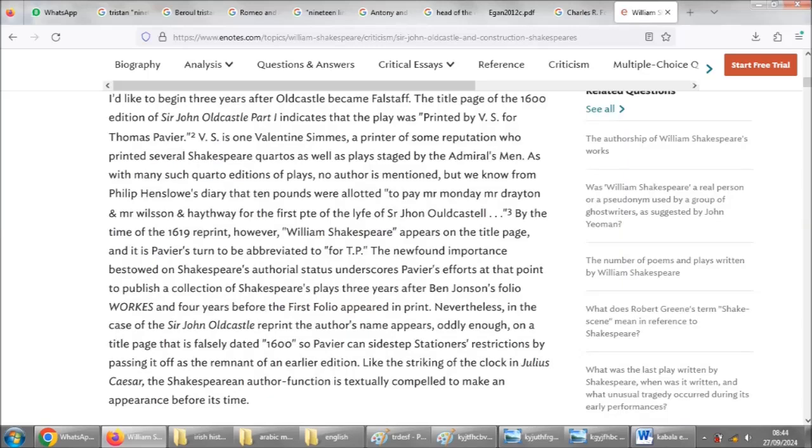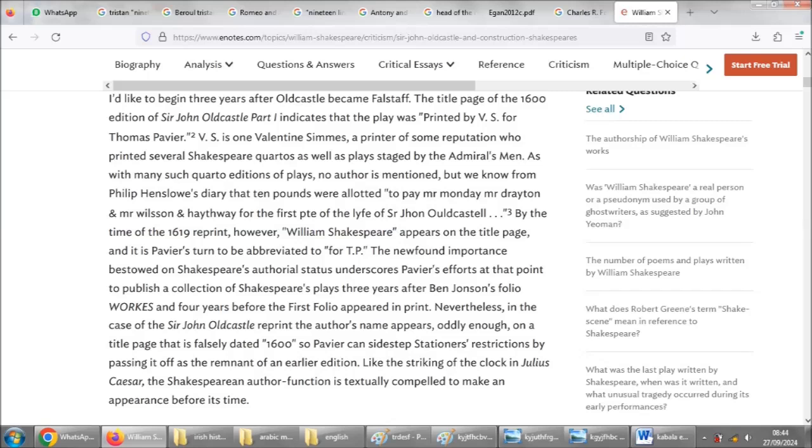What does it say? The title page for the 1600 edition of Sir John Oldcastle indicates that the play was printed for Thomas Pavier. It just goes on, and it says basically that to publish a collection of Shakespeare's plays 3 years after Ben Jonson's folio works and 4 years, etc. It just goes on and on. It's just boring, some report or something. And then we come down to it.